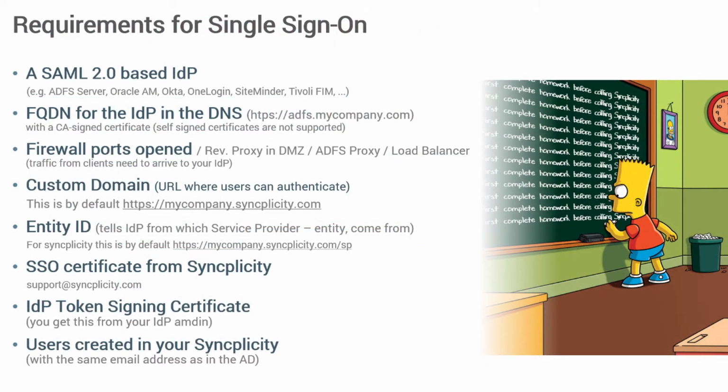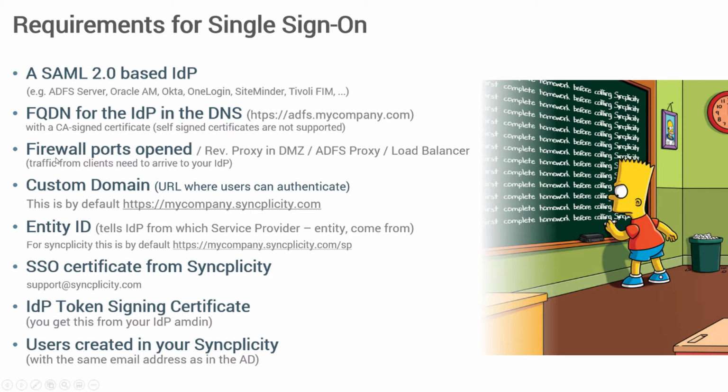What is required for setting up single sign-on? The first is a SAML-based IDP, like Microsoft ADFS or many others. You need a fully qualified domain name for that identity provider, and you see here I have the example adfs.mycompany.com or idp.mycompany.com with a fully signed certificate. Self-signed certificates are of course not supported.